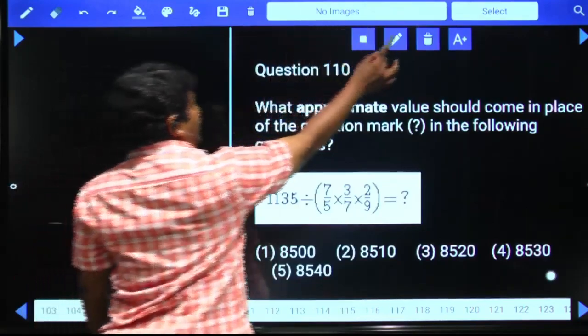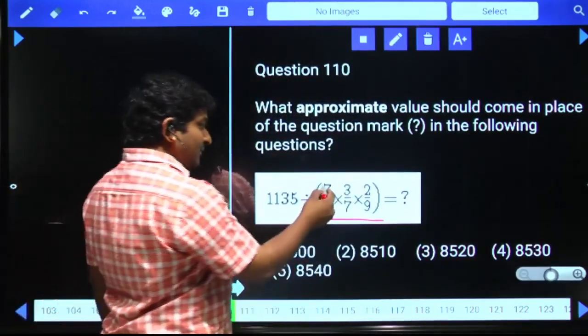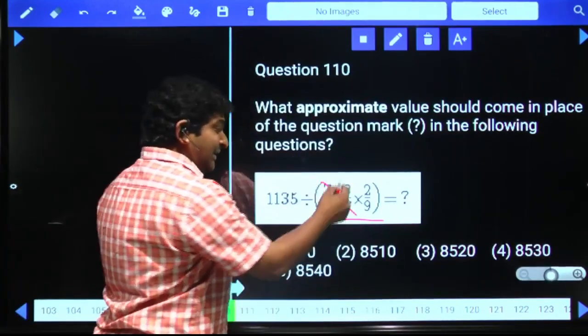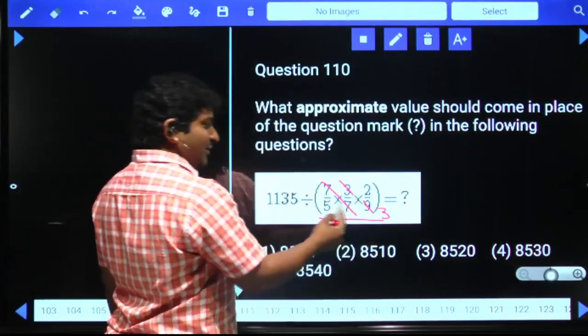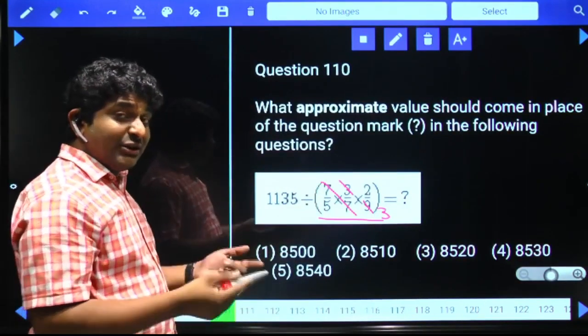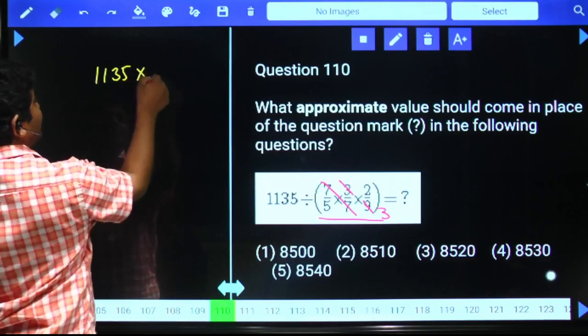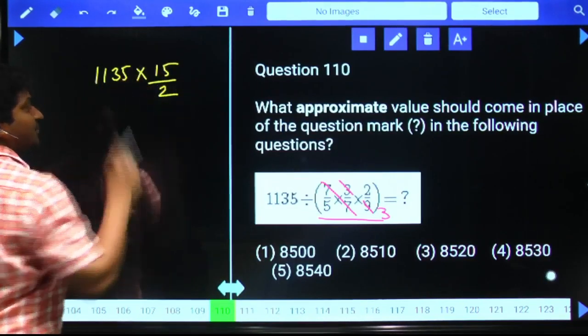Now, here, number inside bracket. Let's first try to do it. 7, 7 cancel. 3 times here. So that is equal to 2 by 15. Divided by 2 by 15 can be written as into 15 by 2. 1135 into 15 by 2.